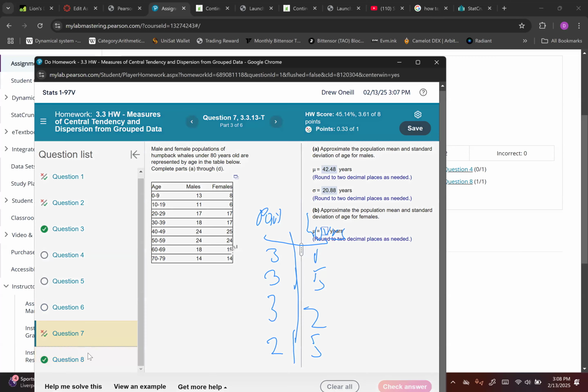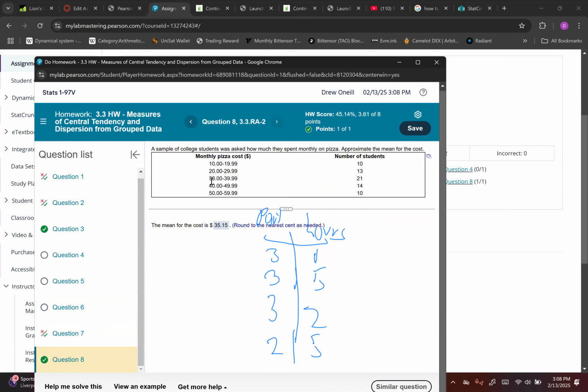Okay, question 8. We've done this, but the midpoints are nice. I'll tell you that for these. It's 15, 25, 35, 45, 55, and proceed exactly as before.